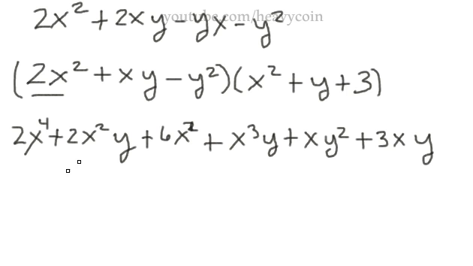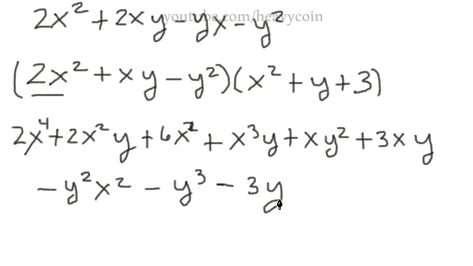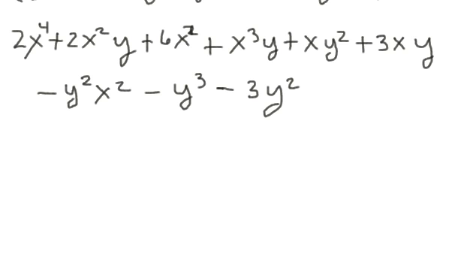Now we're going to have to go down here. Negative y squared times x squared is negative y squared x squared. Negative y squared times y is negative y cubed. Negative y squared times 3 is negative 3y squared. Now we need to collect any like terms.